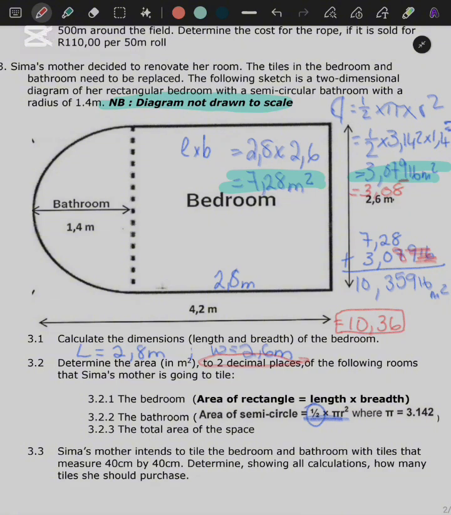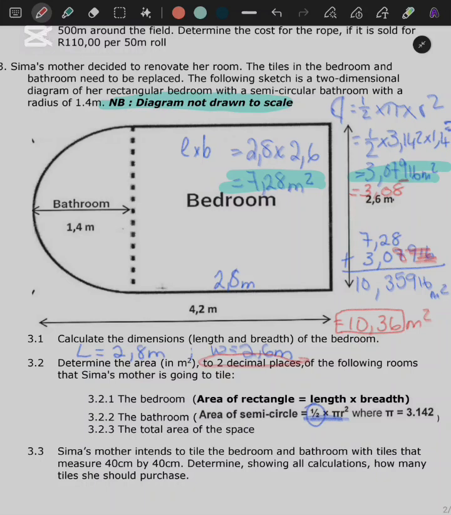Okay, last question. Simba's mother intends to tile the bedroom and bathroom with tiles that are 40 centimeters by 40 centimeters. How many tiles should she purchase? Okay, so this one comes from the idea of going, okay, we need to understand, I know the area of what she wants to tile. I can work out the area of each tile, so I can work out how much space the tile covers, and then I can work out how many tiles for the whole area altogether.